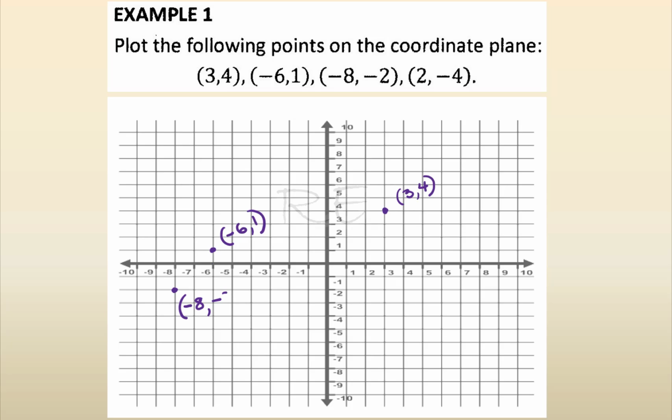(-8, -2). And (2, -4) means from 0, you go right 2 units, and then from 2, you go down 4 units. (2, -4).